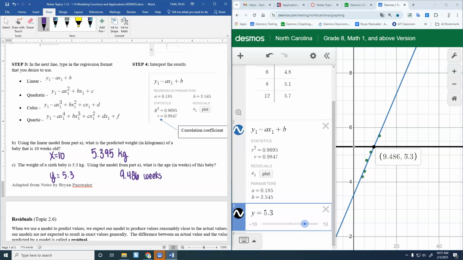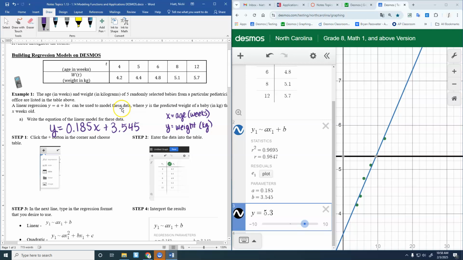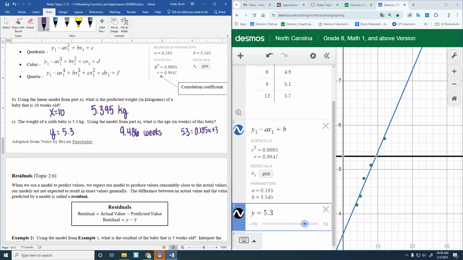It is possible to do this without graphing it. It just takes longer. What you would need to do is you'd have to do 5.3 equals 0.185 x plus, what was it, 3.545. And you would have to solve that equation for x. However, if they've asked you to do the regression, it's a calculator active problem. So you're going to be able to just graph it and it'll be faster.